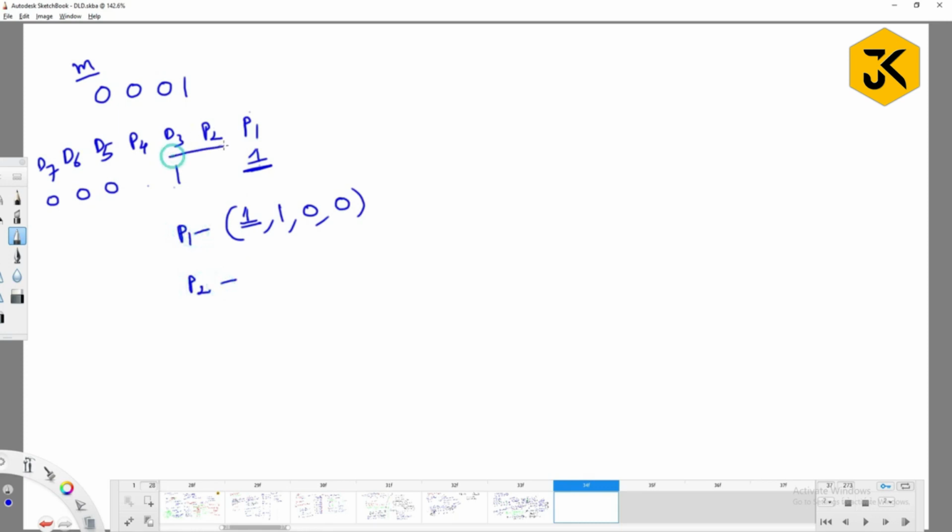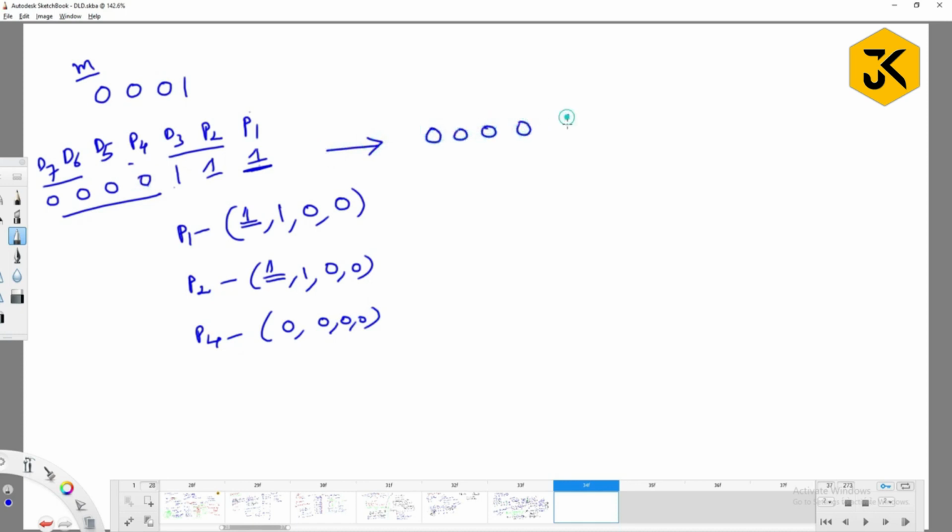What about P2? I have to leave these two and consider these two, that is 0 comma 0. So to make this even parity, I have to put 1 here also. Next, to find out P4, I have to consider all these 4. To make even parity, I have to make it 0. This is the data, right?